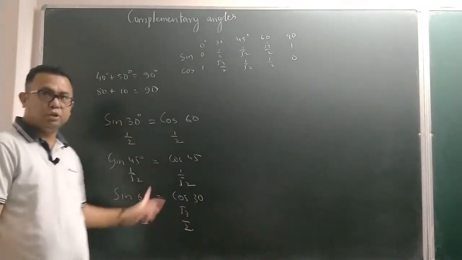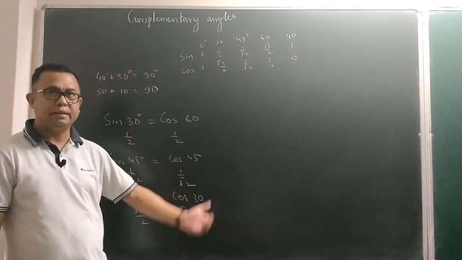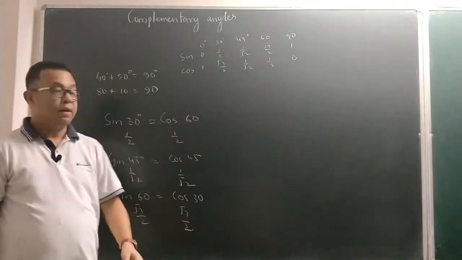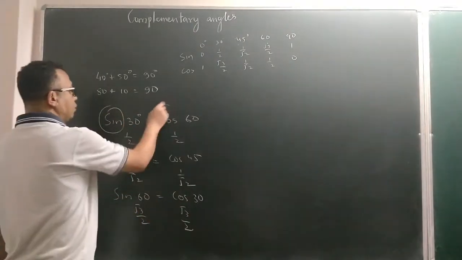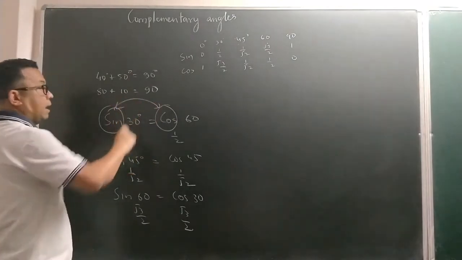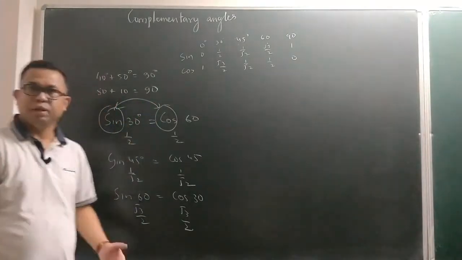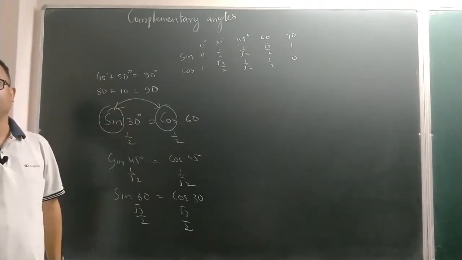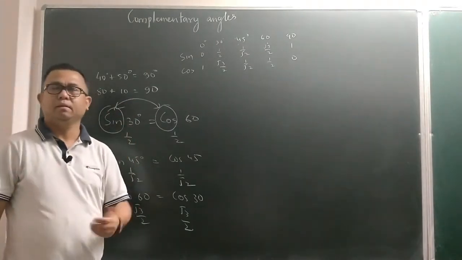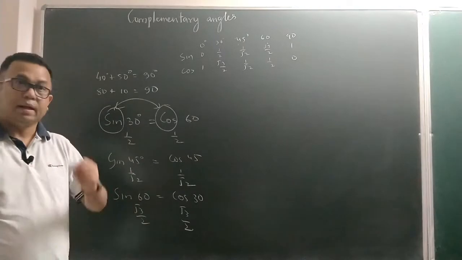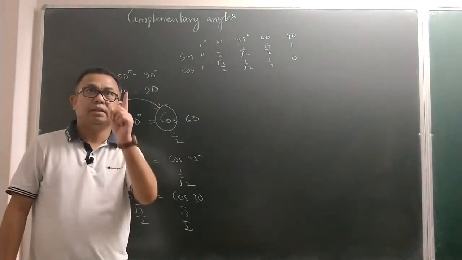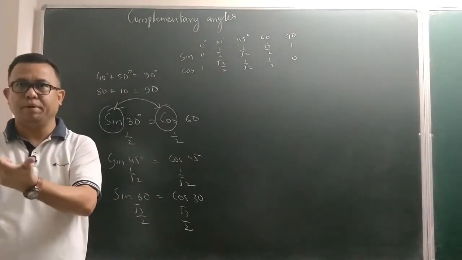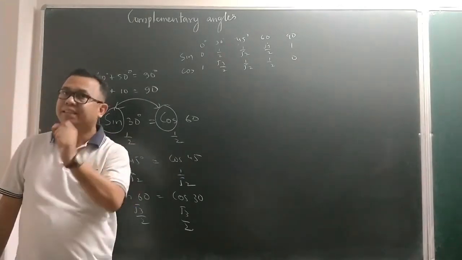I can also show it for 0 and 90, or for 90 and 0. You will see the value is the same. That means sine and cos have a complementary ratio. Meaning if you know the value of sine, you can also find out the value of cos. Supposing I tell you sine 30, but you don't know the value of sine 30. Then see, 30 plus what angle is 90, complementary? 30 plus 60 is 90.